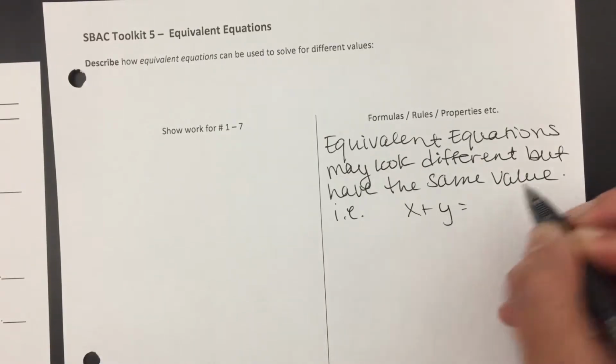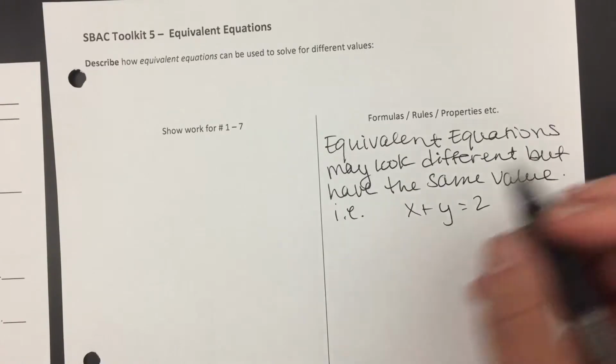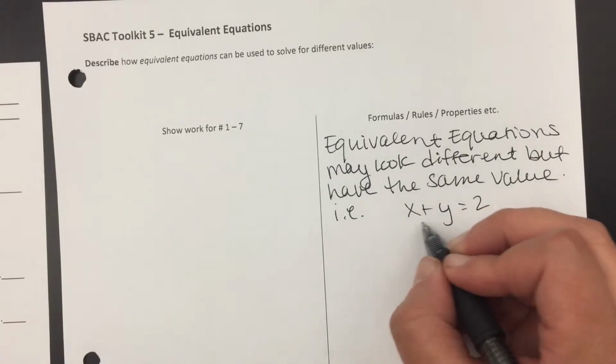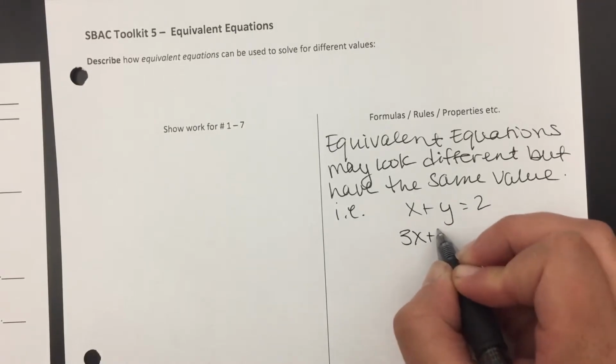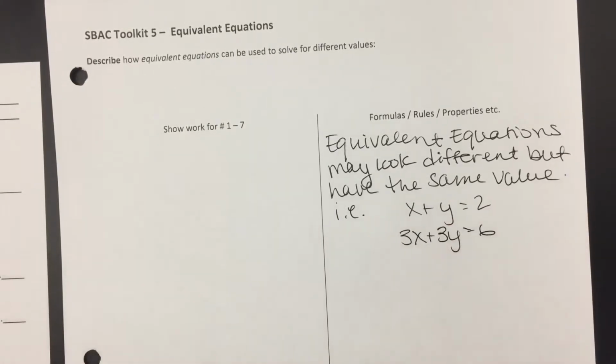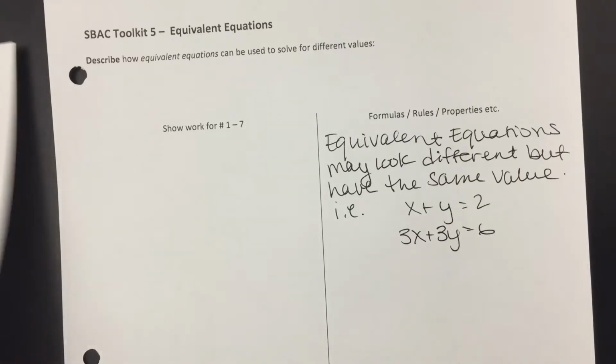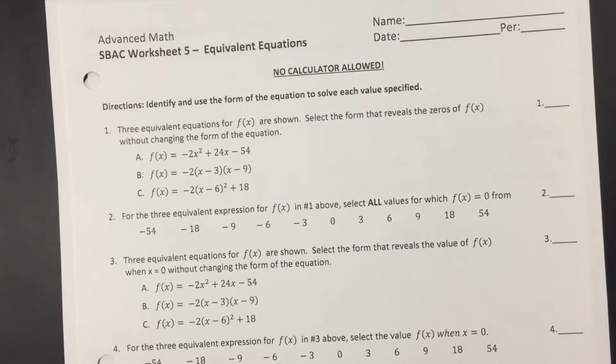plus y equals 2. An equivalent equation would be if I multiply everything by 3. Okay, so those would be equivalent. They look different, but they are equivalent in value because they did exactly the same thing to both sides. Now here we're going to be focusing more on quadratics, and quadratics can look very, very different. Linears can sometimes have a lot of the same structure.